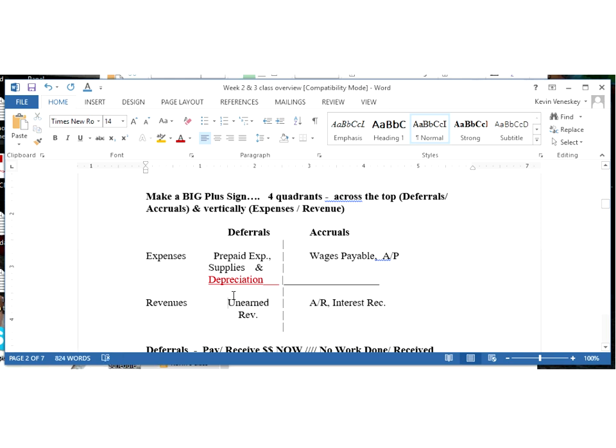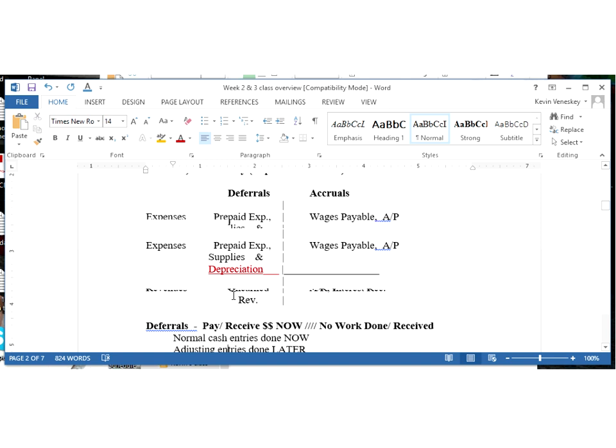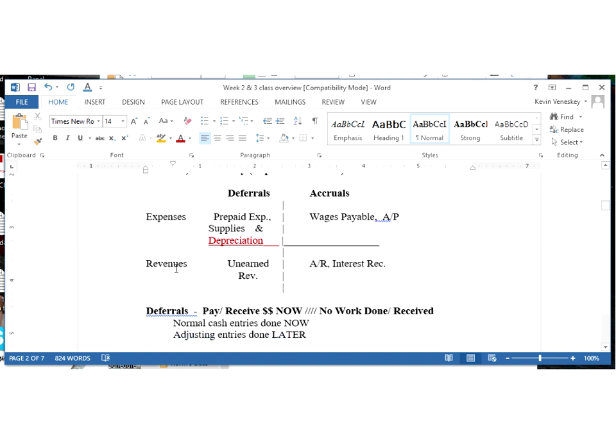Okay, so let's define these couple terms here, and then we're going to look at examples for most of these. Deferral. So either a deferred expense or a deferred revenue. And then we'll swap out either pay or receive depending on what it is. Deferred means money was involved now. Either the business paid money, or the business received money right now, but no work was done. No work was given to me as a benefit, like advertising, or I didn't provide a job. I didn't provide a benefit to anybody as part of my service.